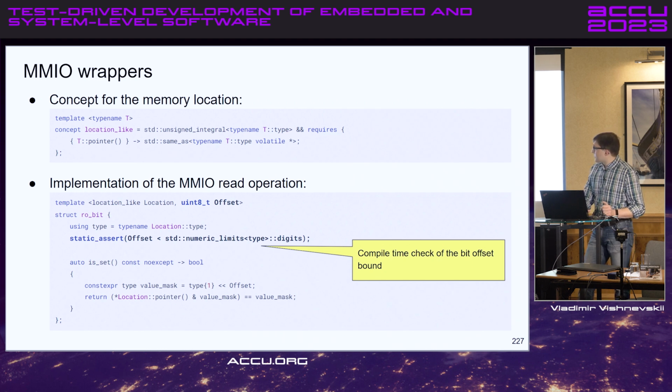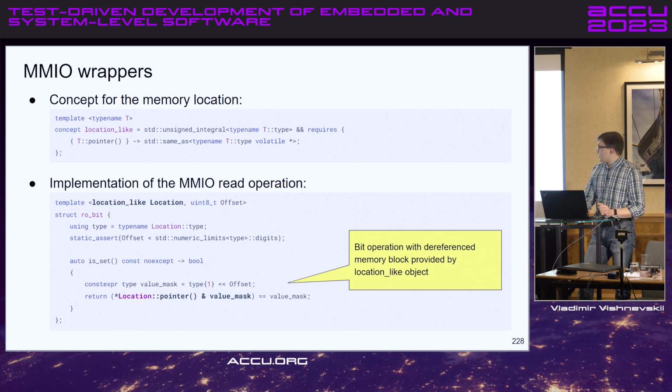So first of all, we can verify that the offset that we provide of this bit is within the bound. And this abstraction, location-like, will be providing to us the pointer to this object, and then we are doing this access, just checking the state of the bit using the mask. This is a simple abstraction that can be implemented.